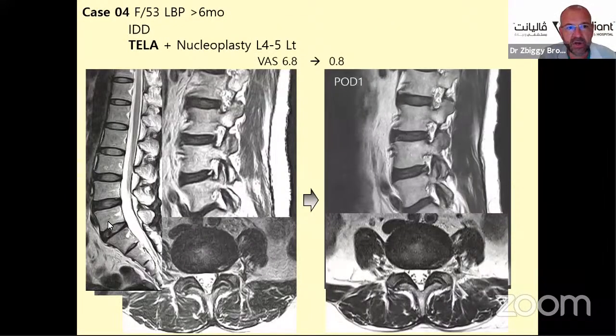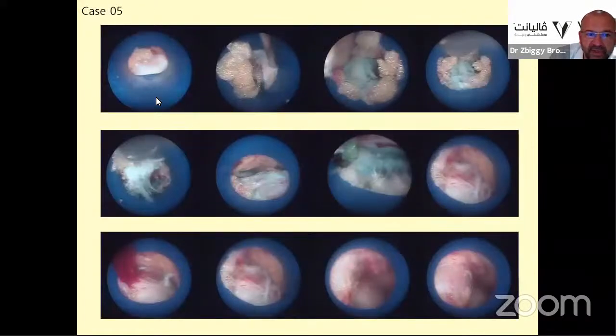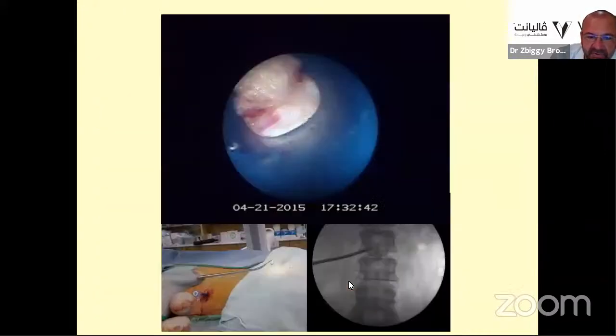This is the patient where annuloplasty and nucleoplasty were performed at the level L4-5 on the left side. Another one you can see downward migrated L1-2 and L2-3. It was cranially migrated, so we did annuloplasty and discectomy like for the conventional transforaminal approach. So you can perform everything. These are the images intraoperatively for this case. So first annuloplasty, then you can remove the disc material, the compressed nerve. You can see the dura sac free.